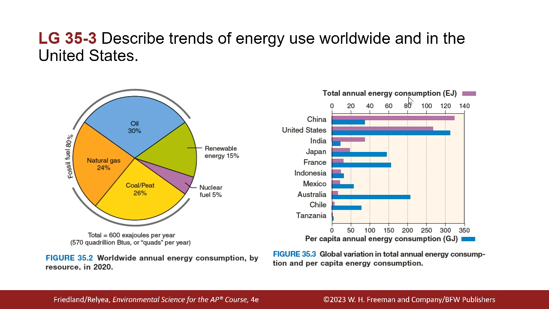Correct. So each individual in Australia, according to this graph, is using more per person than the people in China, but they have a lot less population, right? So overall, their energy consumption is lower just because there aren't as many people, but they're maybe not using it as responsibly as people in China.